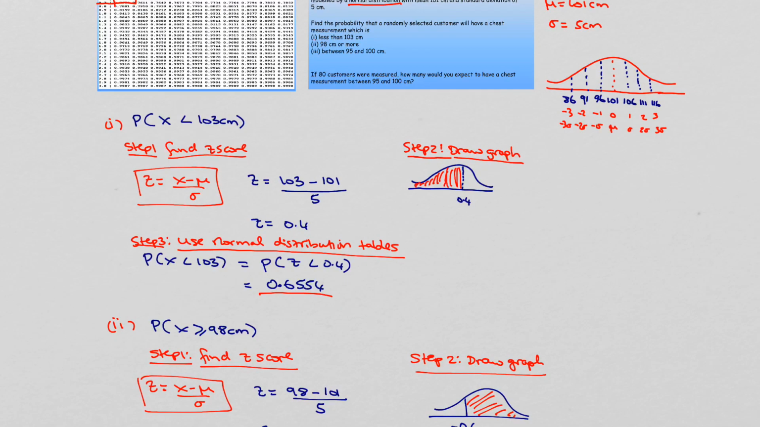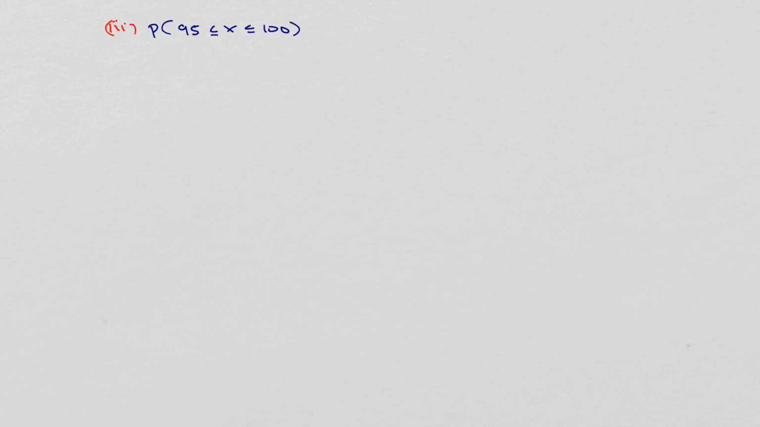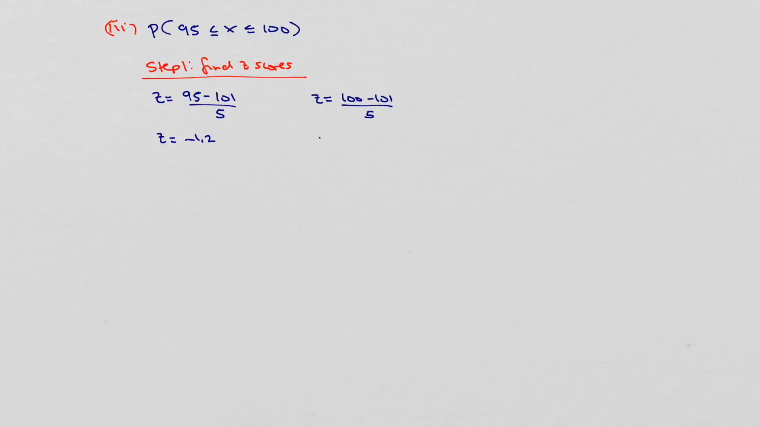Okay, so the third part of the question says between 95 and 100 centimetres. So let's go on to the next page. Again, our first step is to work out our z-scores. We have 2 z-scores to find this time. So z is equal to 95 minus 101 over 5, so z is equal to minus 1.2. Our second z-score is 100 minus 101 over 5, and again this is less than our mean, so we end up with 2 negative z-scores here.